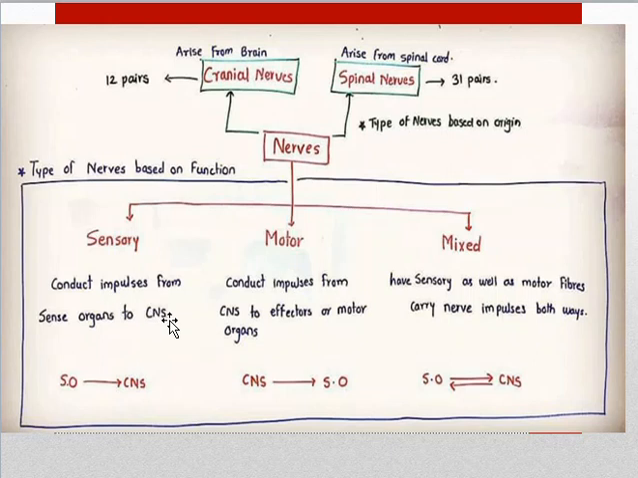Sensory nerves conduct impulses from sense organs to the central nervous system, while motor nerves conduct impulses from the central nervous system to effectors or motor organs, while mixed nerves have sensory as well as motor fibers and carry nerve impulses both ways, that is from the sensory organ to the central nervous system or from the central nervous system to the effector organs.